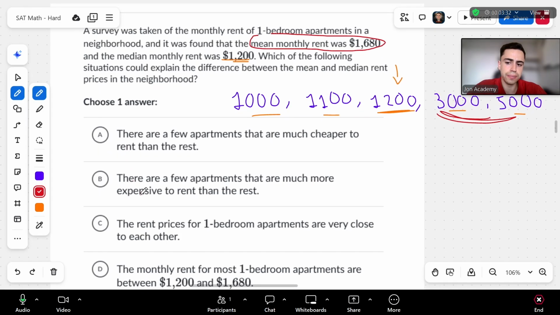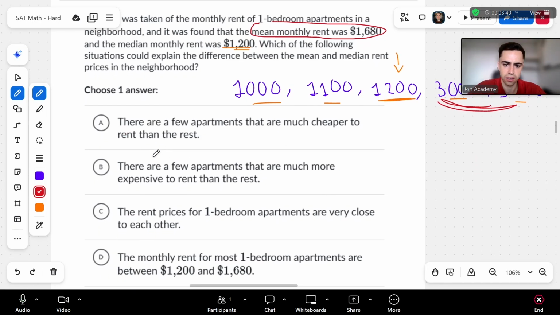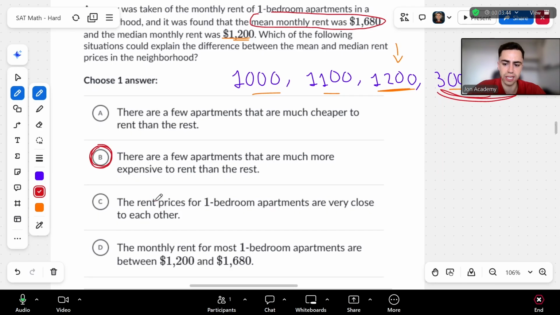So it's going to be B. There are few apartments that are much more expensive to rent than the rest, the 3,000 and 5,000. So B is the correct option. That's the one we're going to take. We could also see why the others are wrong.